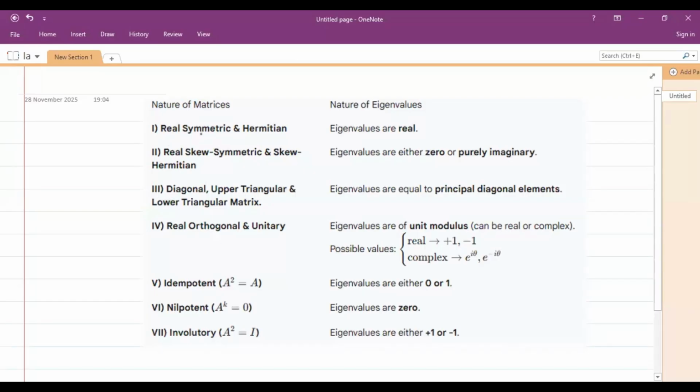In case the matrix is real symmetric and Hermitian, then the eigenvalues will be real. Likewise, in case of skew symmetric, they will be either zero or purely imaginary. In case of triangular matrices, it will be the principal diagonal elements. Likewise, for real orthogonal, in case of real, it will be plus or minus 1, or otherwise e power iota theta, and similarly the negative. For idempotent, it would be 0 or 1, nilpotent 0, involutory will be plus or minus 1.